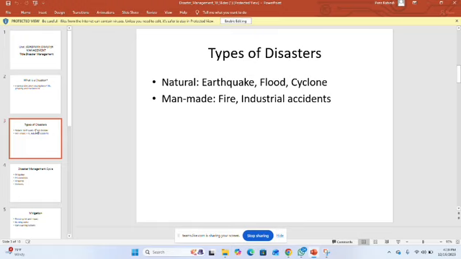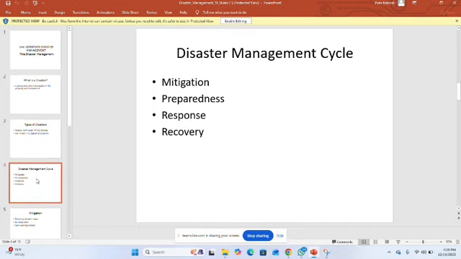Natural disasters are things which are caused by nature. This includes earthquakes, floods, and cyclones. Man-made disasters are disasters that can be caused by human beings, which include fire, industrial accidents, and terror attacks, etc. And then we have the disaster management cycle.